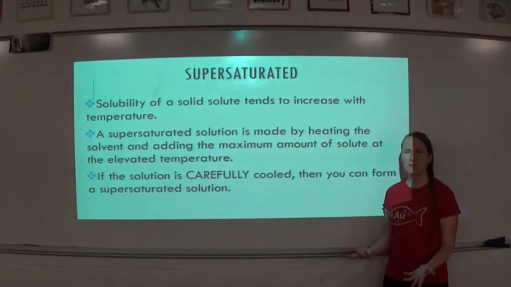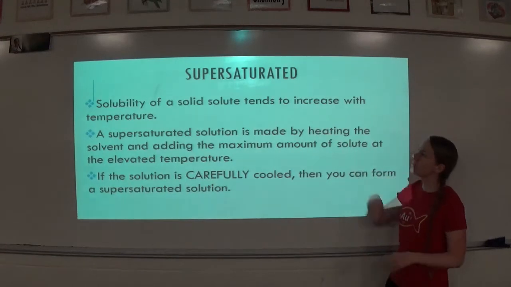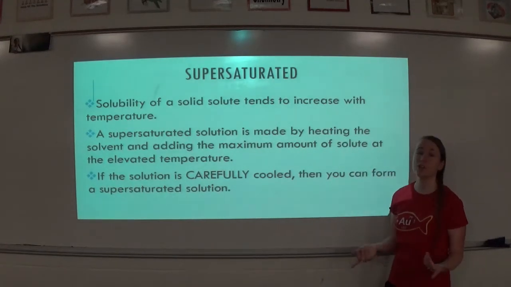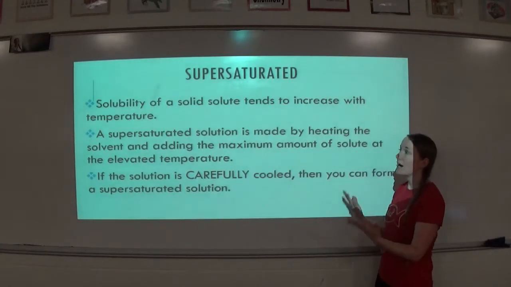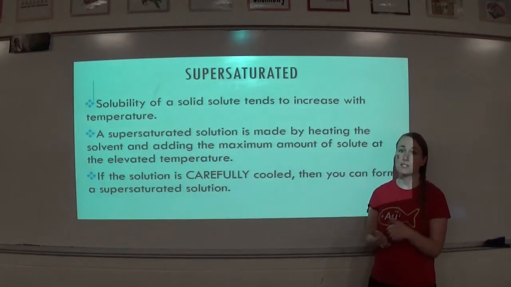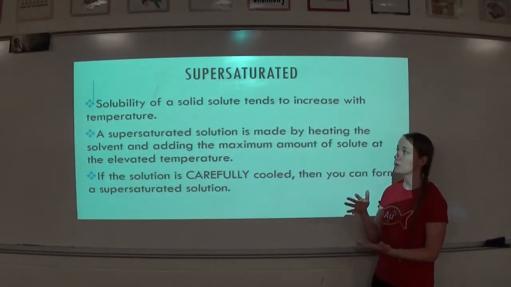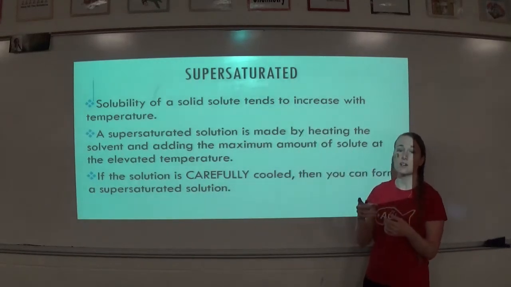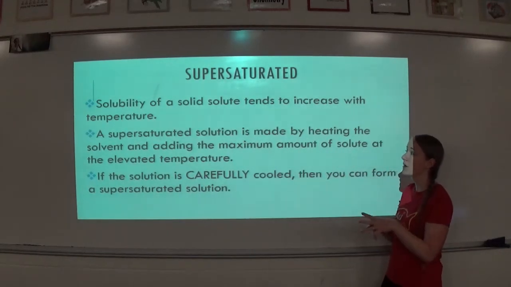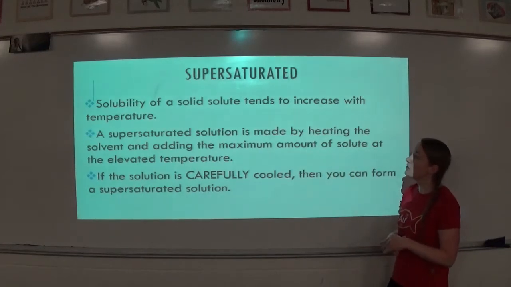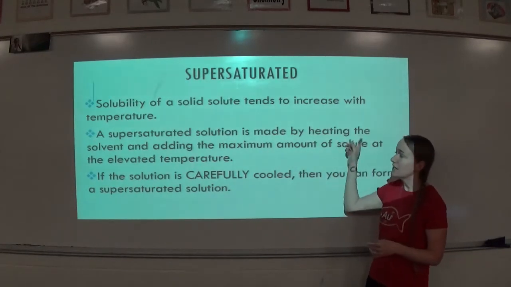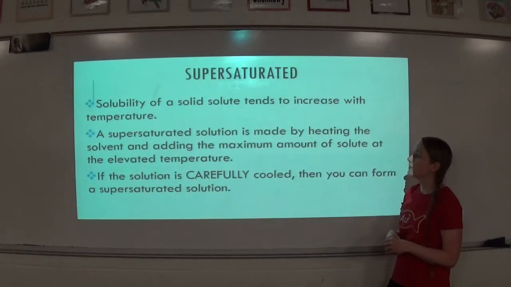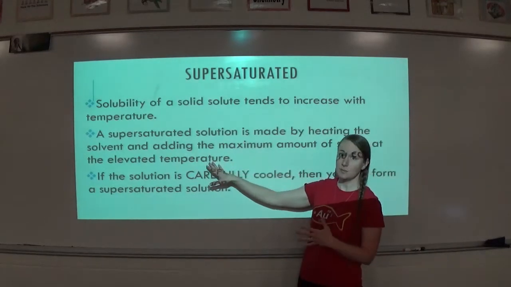So again, how do we make this? Well, the solubility of a solid solute tends to increase with temperature. So what I do when I make it is I use sodium acetate, and I dissolve it in water. I heat the water up because that will increase the solubility, and I can dissolve a lot more. And then the supersaturated solution is made exactly like that: heating the solvent, adding the maximum amount of solute at that elevated temperature.